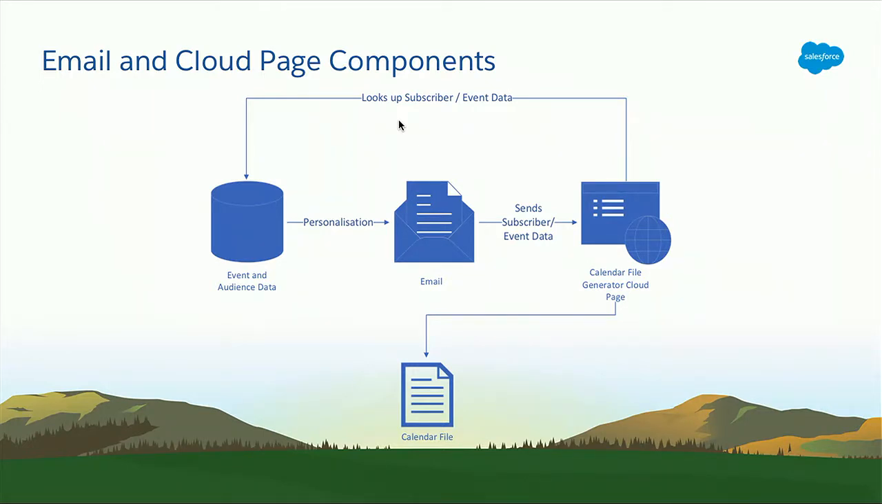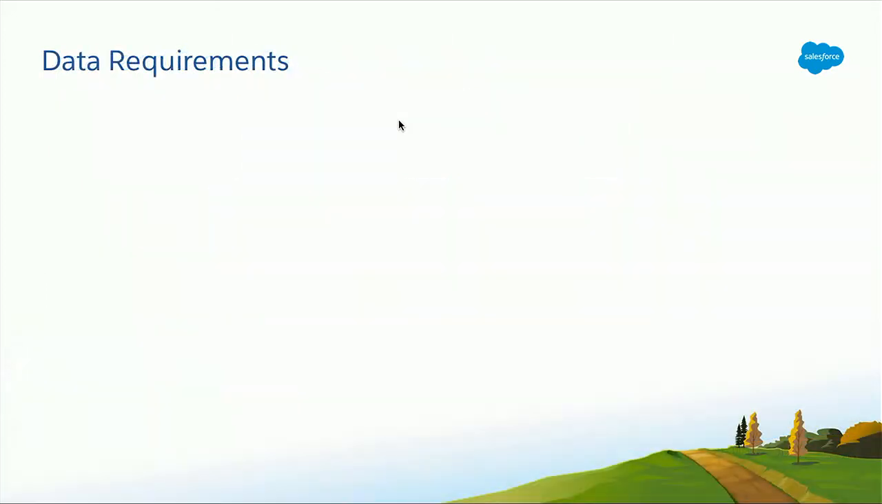What that link is actually going to do is use the CloudPagesURL function. And what that function is going to do is send encrypted and identifying information about the subscriber and the event. So when someone clicks on that link, and the Cloud Page opens, the Cloud Page is going to get that information, decrypt it, and also use it to look up extra information from the data extensions. And then the Cloud Page is going to output the calendar file and also trigger the browser to download that file.